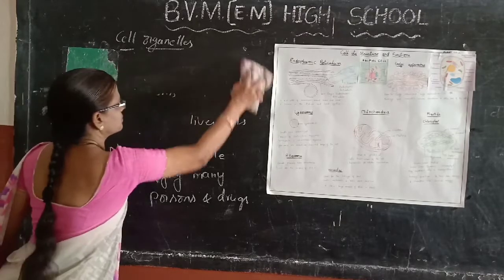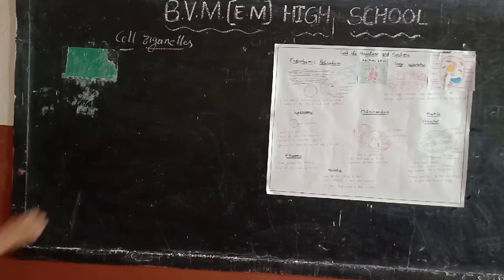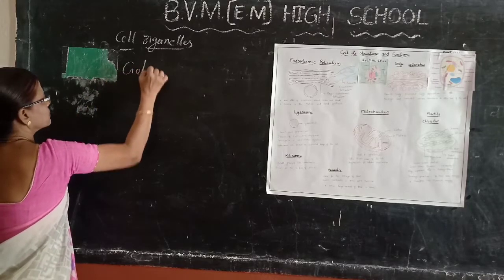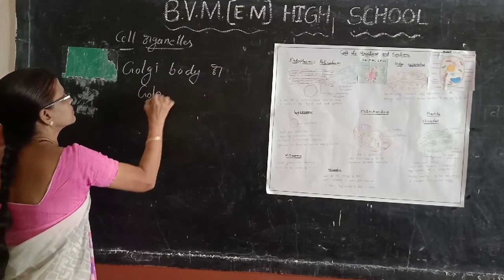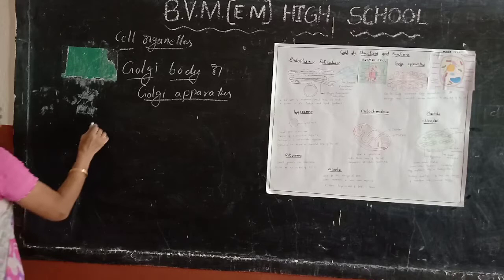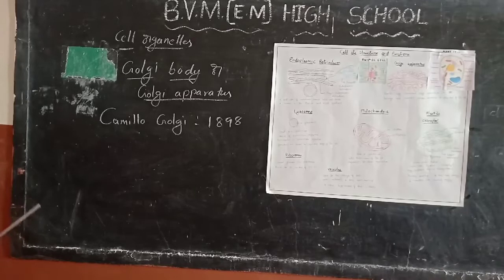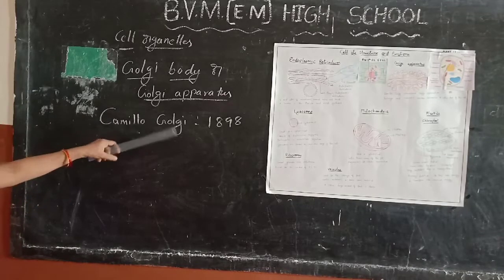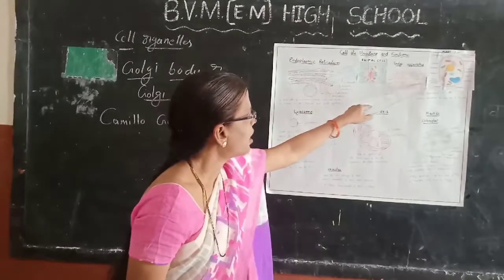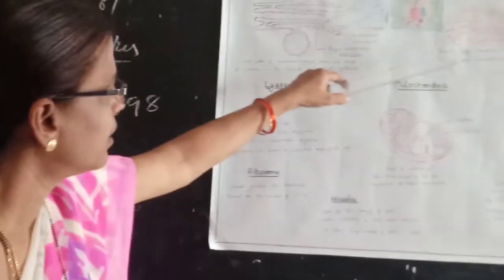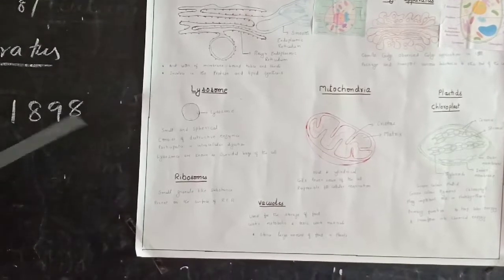Now, to study about Golgi body, Golgi apparatus. Camillo Golgi first observed Golgi apparatus or Golgi body in 1898.